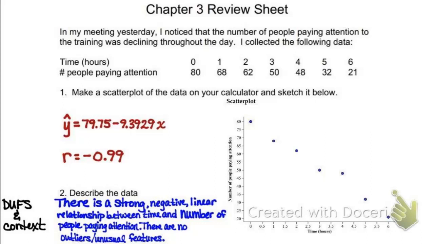Whenever you're asked to describe, whether that's describe the distribution or describe the data, you always want to be working context in there. So what things are being compared here? You want to make sure to stick that in there.